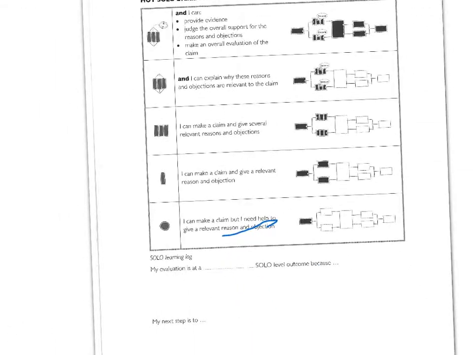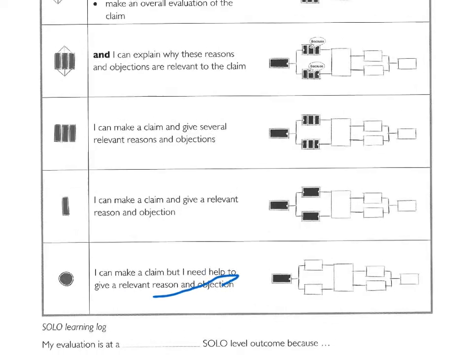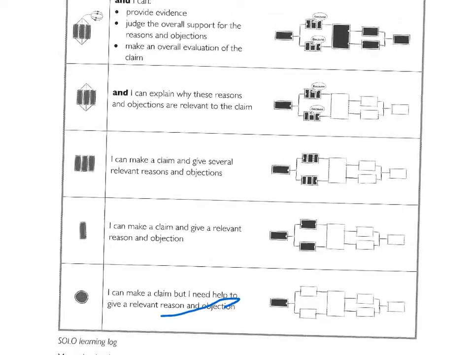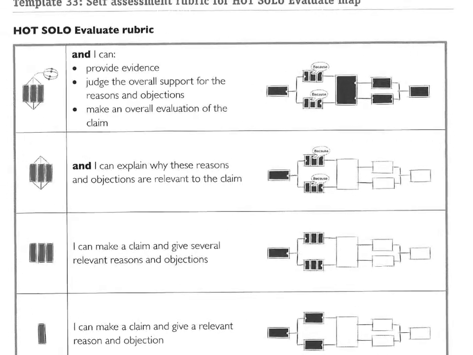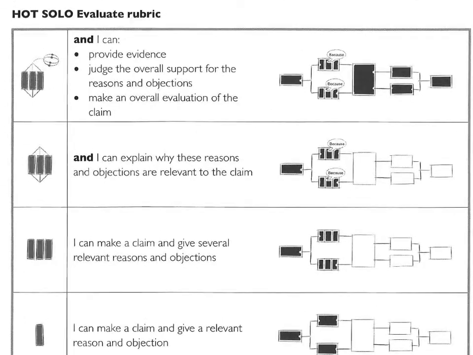Here you have the criteria for what you need to do, and how you know you can do this well. If I just zoom in here, first thing is that you can make a claim and give several relevant reasons and objections. A reason is something that backs up your evaluation claim, and your objections are the reasons against your claim.